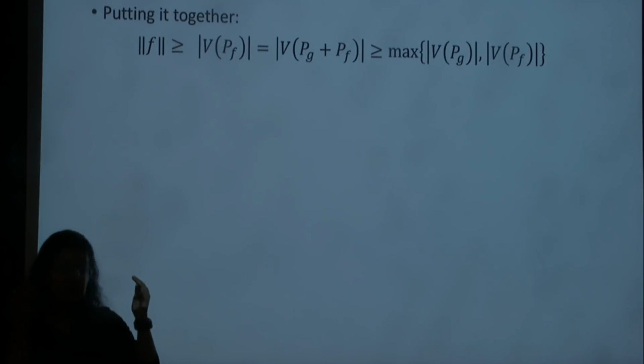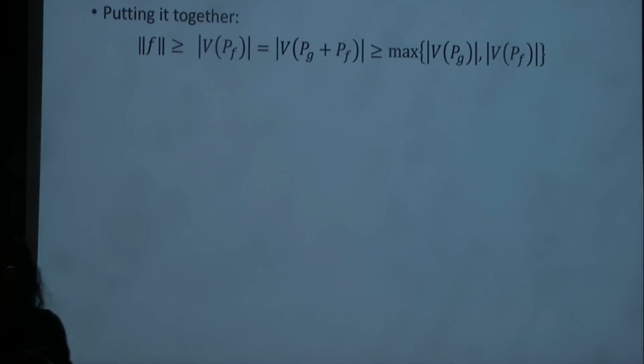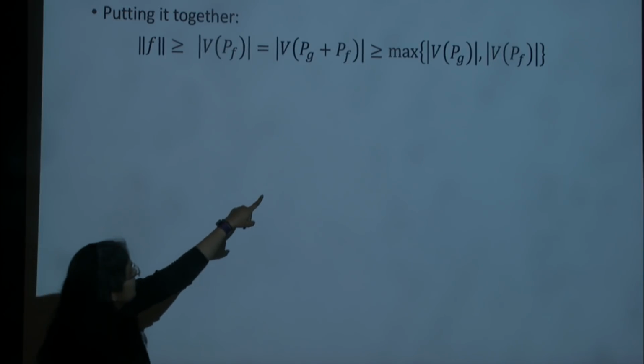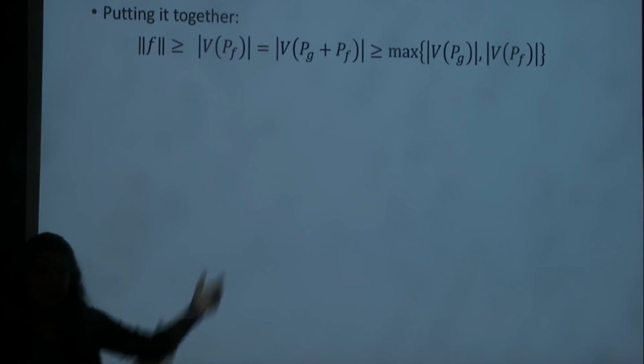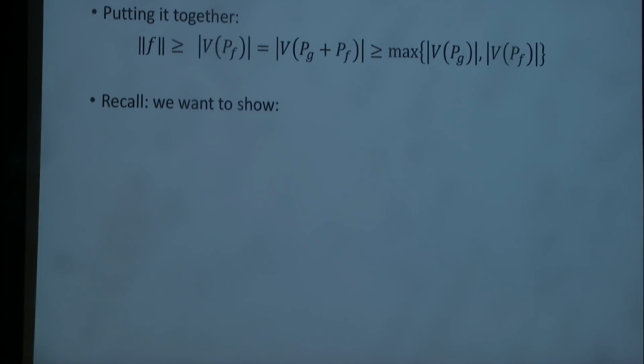But the number of corner points of the sum of two polytopes is at least the number of corner points of g, and it's at least the number of corner points of h. So it's the max of the number of corner points of Pg and the number of corner points of Ph. So good, let's remember that.